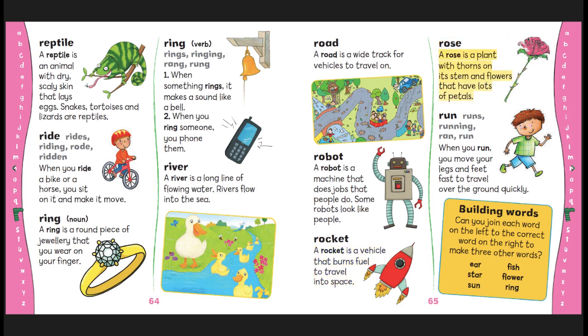Rose. A rose is a plant with thorns on its stem and flowers that have lots of petals. Run. Runs, running, ran, run. When you run, you move your legs and feet fast to travel over the ground quickly.